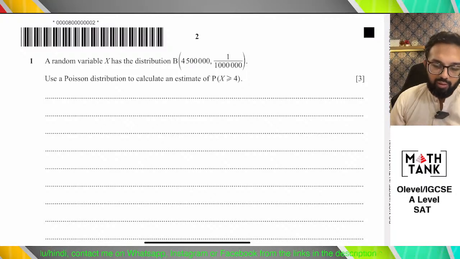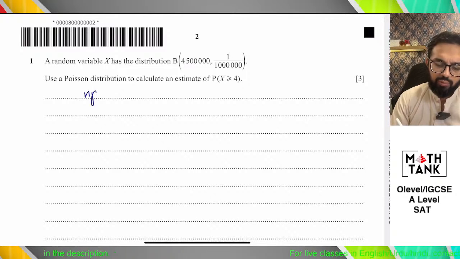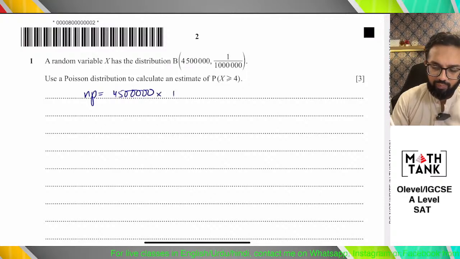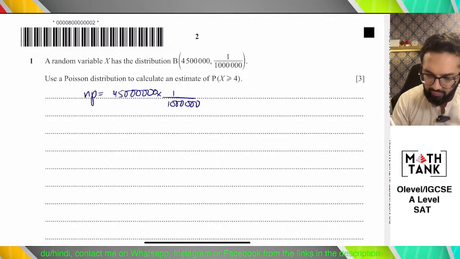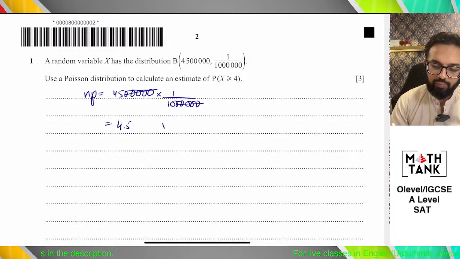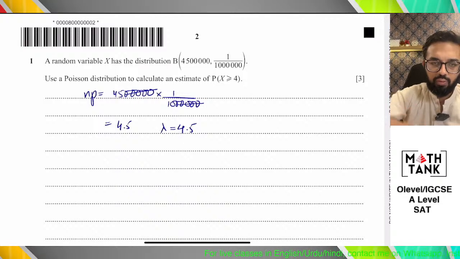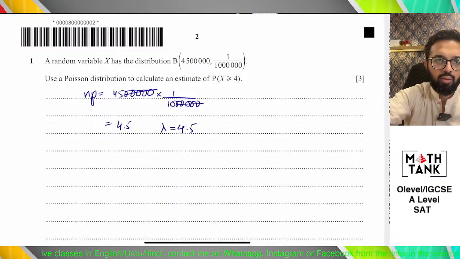Okay, so a random variable X has a distribution 4.5 million and then 1 over 1 million. Use a Poisson distribution. Yes, of course, I will have to use a Poisson distribution because the numbers are really weird. Both have 6, 3 and 2 zeros, 5 zeros. That gives me 4.5, so lambda equals 4.5.